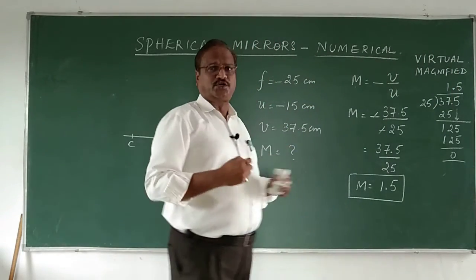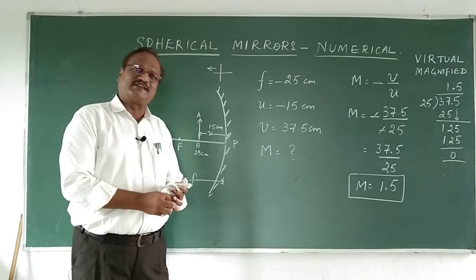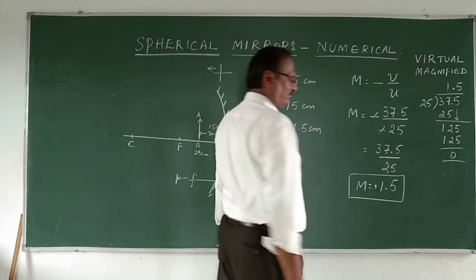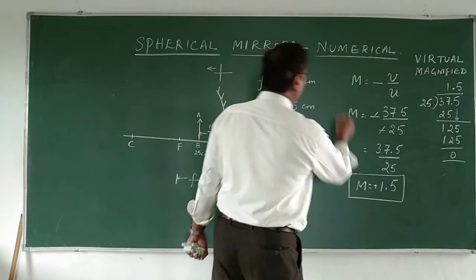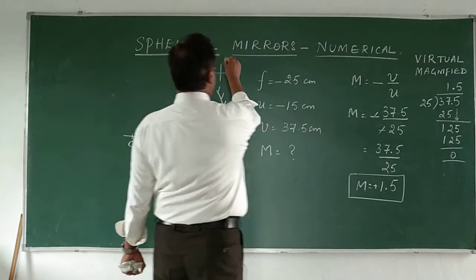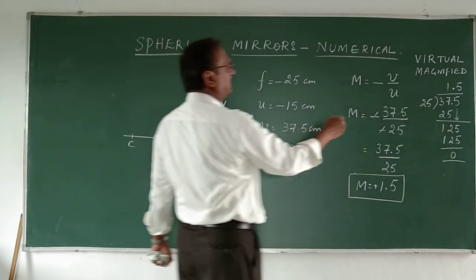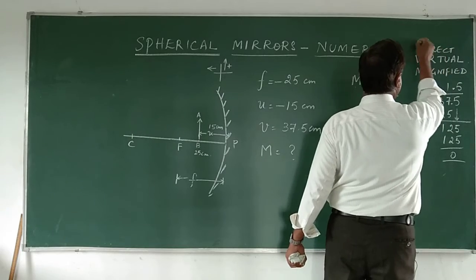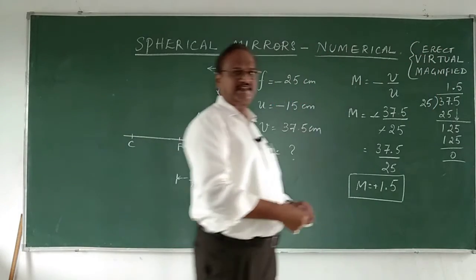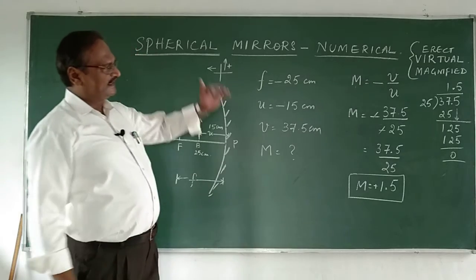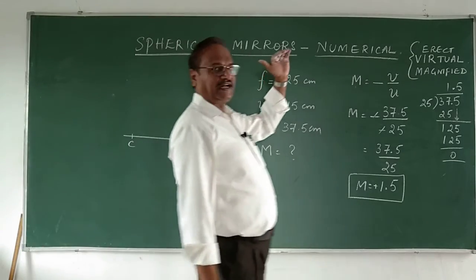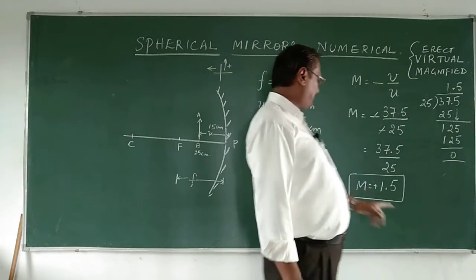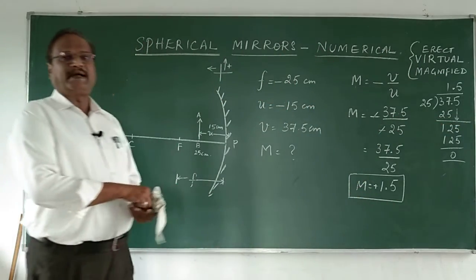Now one more also we should know. Is it an erect image or is it an inverted image? You see, magnification is positive. When magnification is positive, it means it is in the upper part of it. So naturally it is an erect image. Okay. So these are all the conclusions which we get by doing this problem. One is erect image, and it's a virtual image, and it is a magnified image. 1.5 times it is magnified.